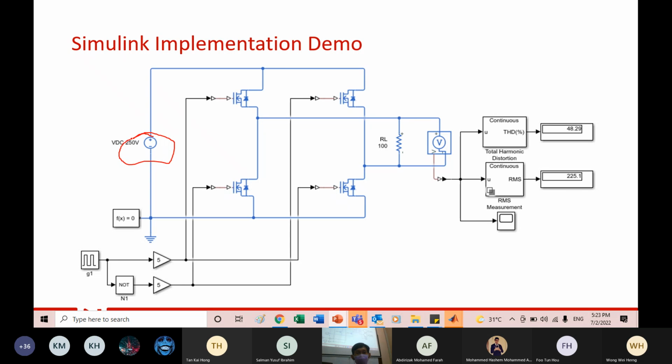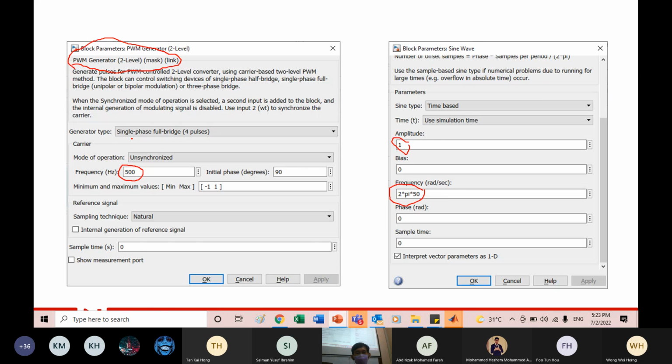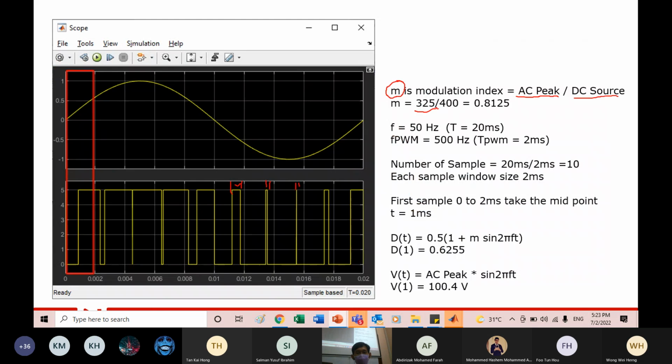So in this case, typically the DC source is 400 volts. So 325 divided by 400, we get a modulation index of 0.815. Very important equation. Now the next thing is that we need to know the time for our frequency.